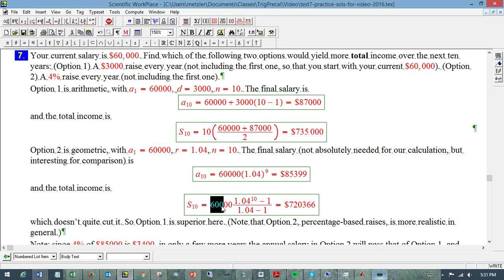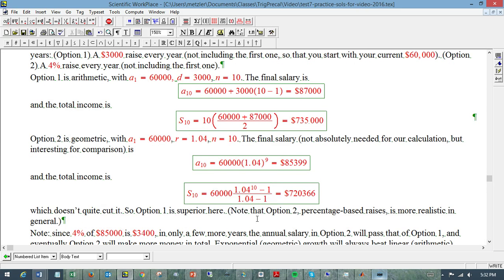It's not that hard. 60,000 times our wonderful shortcut formula for the sum of a geometric sequence. You plug that into the calculator, I wouldn't want to do that in my head. $720,000 and a little bit more. So it actually is better here to keep taking those arithmetic raises, because the 3,000, 3,000, 3,000 is better than the 2,400 and then a little bit more than 2,400 and a little bit more. So option one is superior. Most of the time, though, I should note, realistically, employers are more likely to have a percentage-based raise, although both options or more complicated versions are definitely on the table.